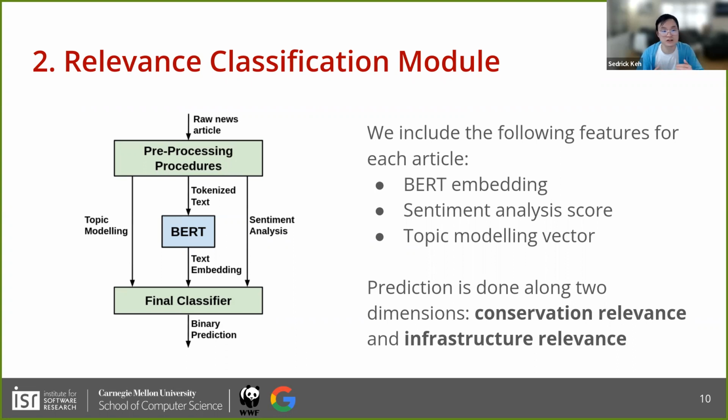Then we concatenate these 3 features and pass it to a final classifier, which gives a binary prediction to tell us whether it's relevant to conservation or not, and whether it's relevant to infrastructure or not.